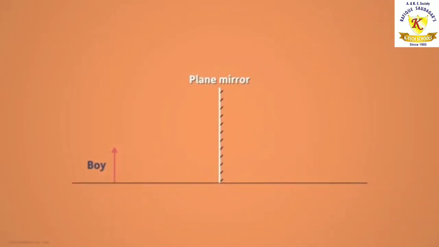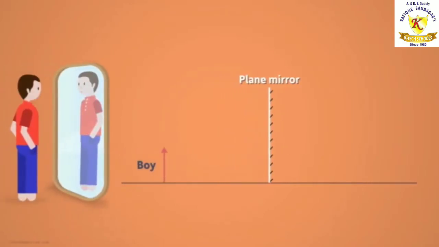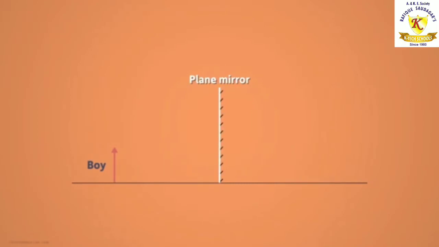Now, where is the image of the boy formed? When we see the image in the mirror, it seems to us that the image is formed somewhere behind the mirror. But there is nothing behind the mirror, right? For us, the light rays seem to come from the location present behind the mirror. For instance, consider a few light rays emerging from the top of the arrow.